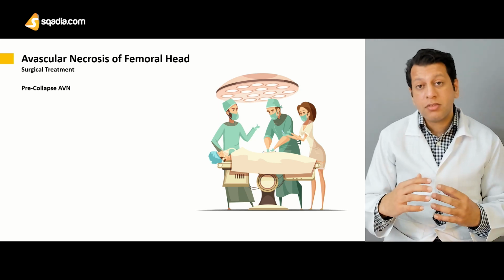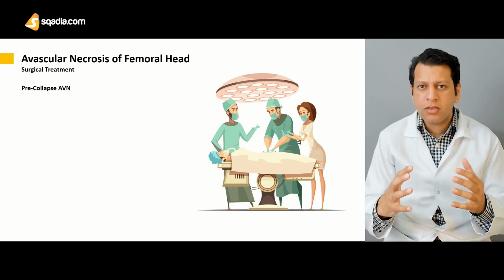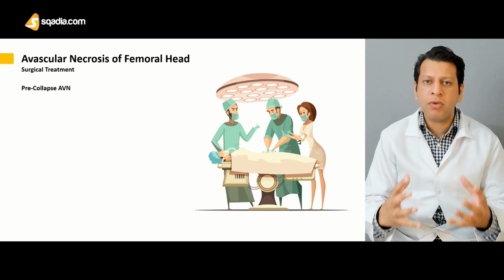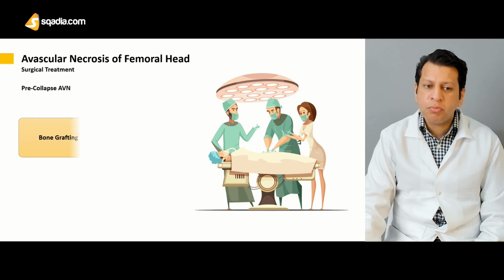Now that means it has started and it's very early, and you can probably save the head from collapsing or completely going into avascular necrosis. So if the head is not collapsed, it's pre-collapse AVN, we can go for some form of bone grafting.